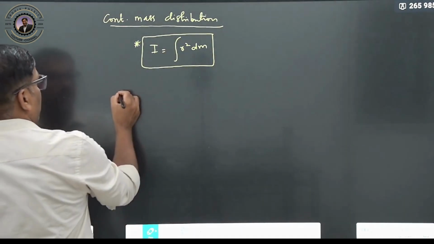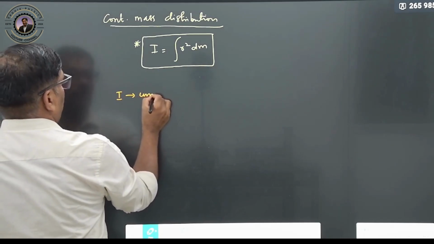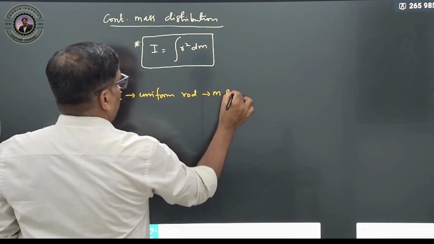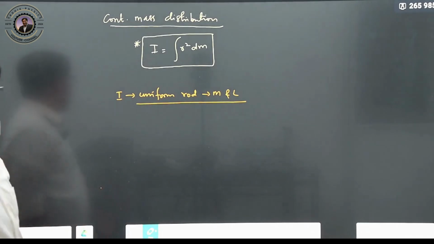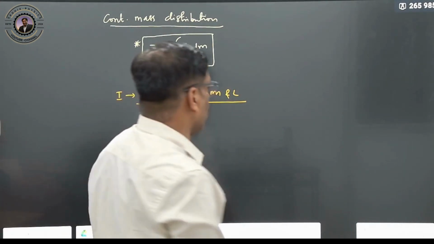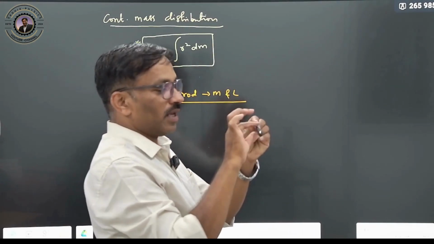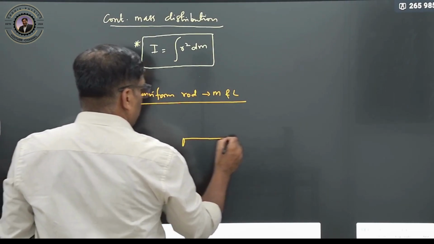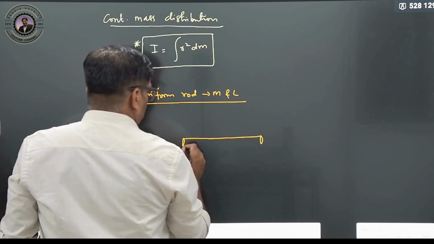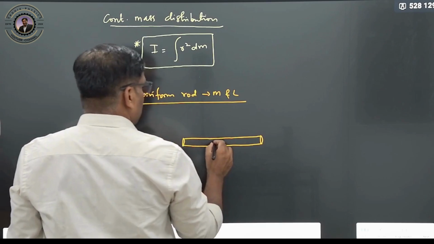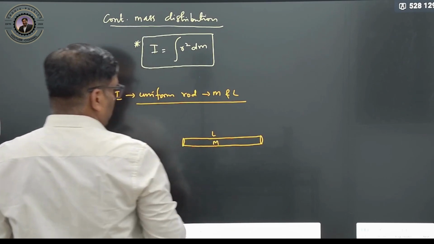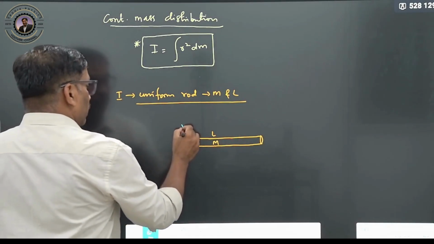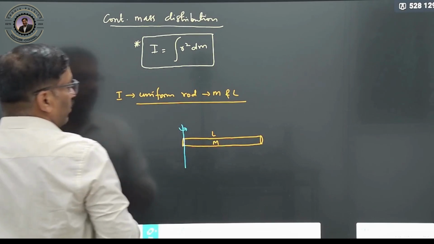Let us take the moment of inertia of a uniform rod of mass m and length L. Uniform rod means, this is one rod, the total mass is m and the total length is L. Now we want to rotate it like this. So where do we want to rotate it?